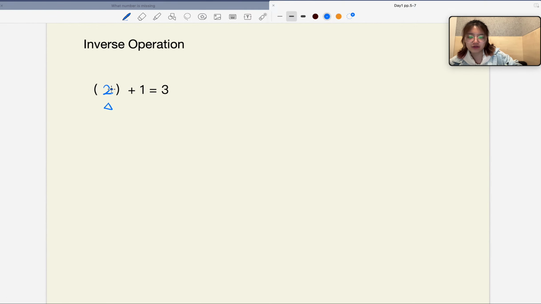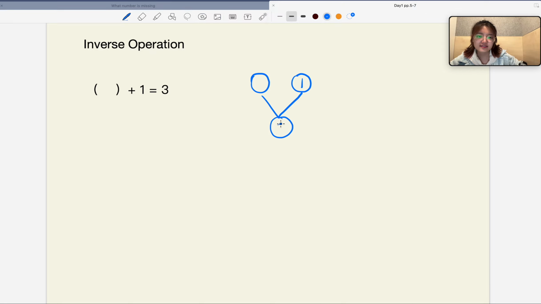But how can we know the missing number is 2? Everyone, now let's analyze the numbers one by one. So here we have a missing number. Maybe I can draw a circle here. I don't know the value of it. And then we plus the 1. We plus 1 means we will put them together. So the missing number and the 1 can be added together to get 3.